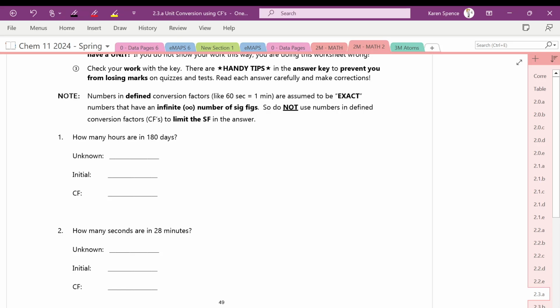Now, whenever you have both in the same system, both metric or both imperial, then they will be exact.